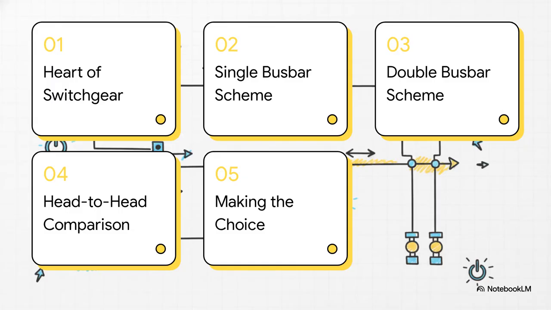So here's our roadmap for today. We'll start with Part 1, the heart of switchgear, then move right into Part 2, the single busbar scheme. After that, Part 3 covers the double busbar scheme, followed by Part 4, a head-to-head comparison, and we'll wrap up with Part 5, making the right choice.